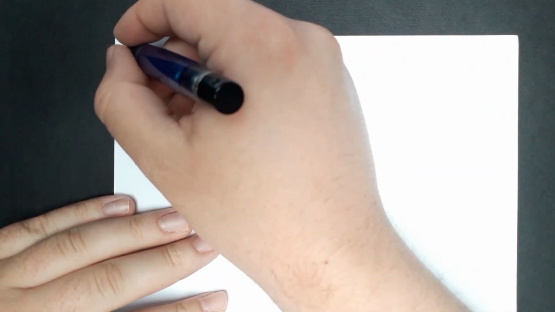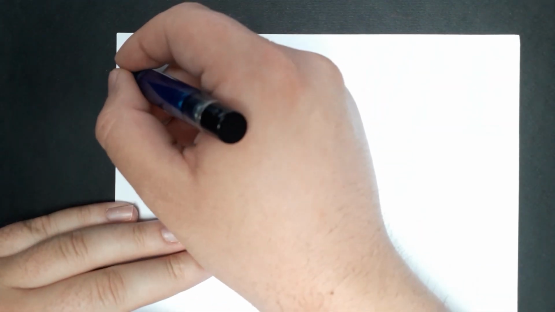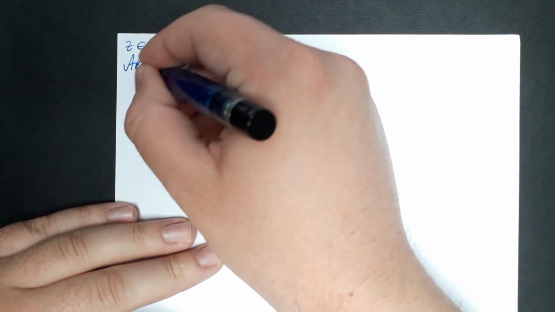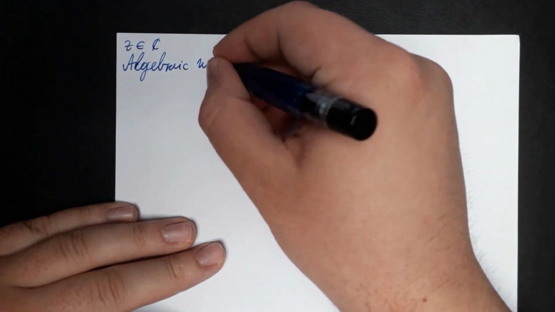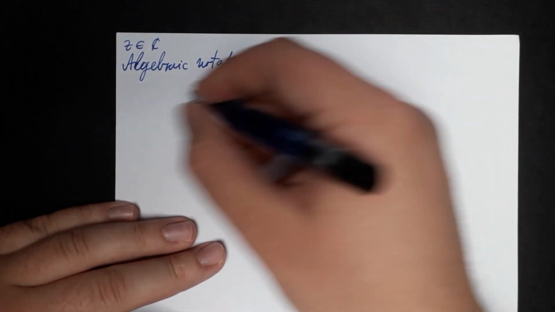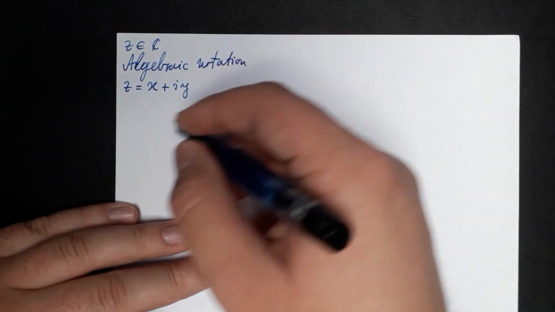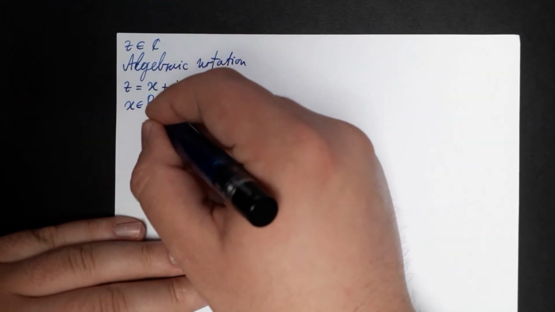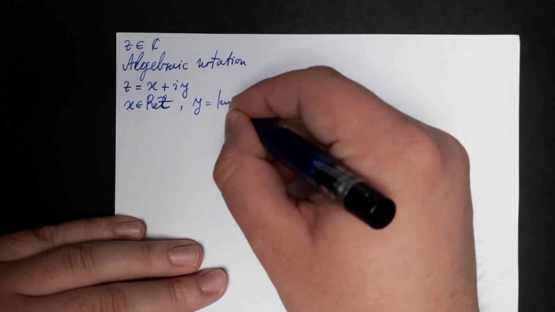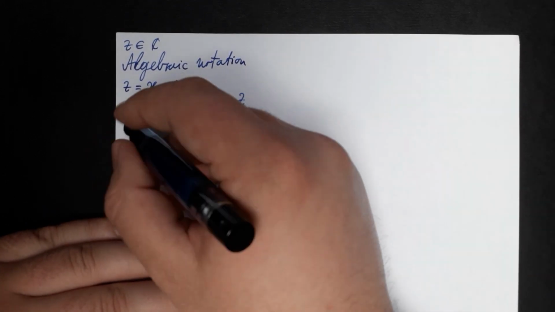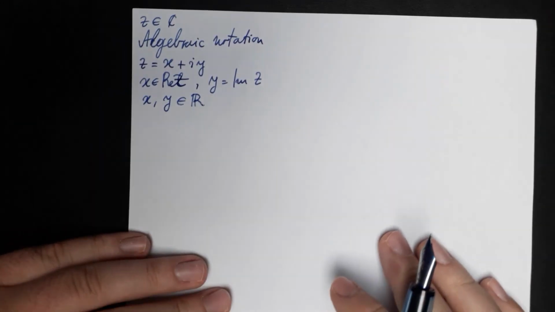Now, when we are in complex analysis, for z, which is a complex number, we can always use algebraic notation. And that means that we can write z as x plus iy, where x is the real part of number z, and y is the imaginary part of number z. Of course, x and y are both real numbers.